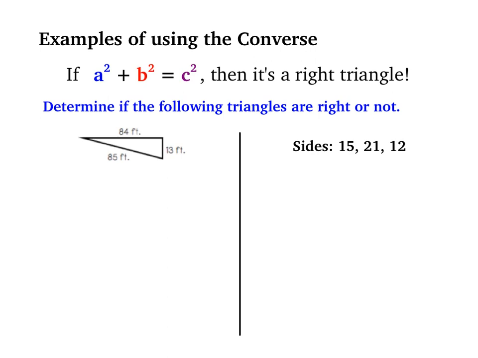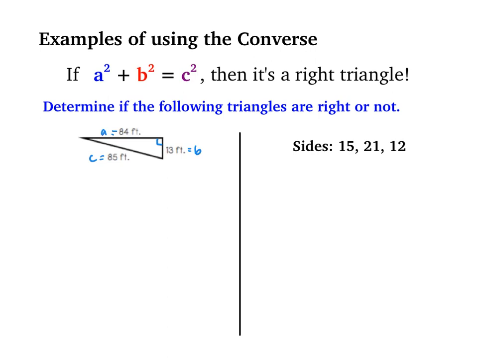My 2 examples say, determine if the following triangles are right or not. To do that, I have all 3 side lengths. I'm going to plug those into a squared plus b squared equals c squared and see if it's truly equal or not. With this first one, first thing I'm going to do is label my sides. I see I have my right angle here, which means 85 would have to be my C. Then I'm going to call 84 A and 13 B. Remember, it's okay if you said 84 was B and 13 was A, but C has to be 85.